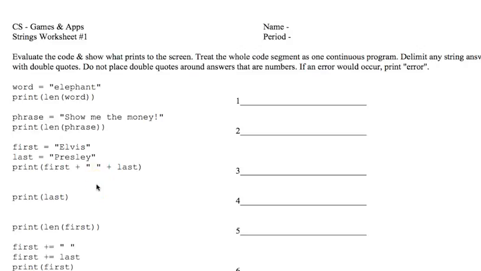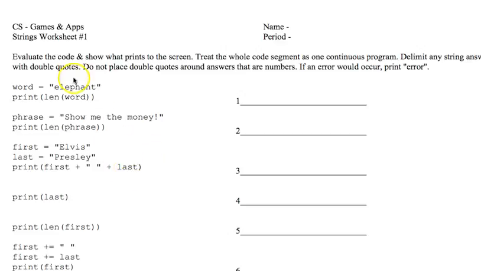Mr. Minnick helping my students with strings worksheet number 1. We start by reading the directions very closely. Evaluate the code and show what prints to the screen. Treat the whole code segment here on the left as one continuous program with variables being updated as we go.